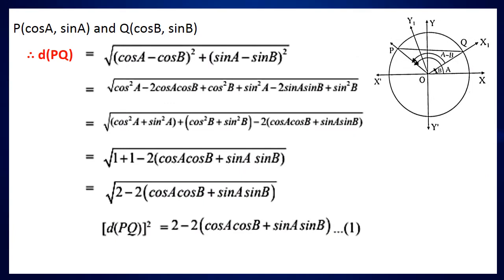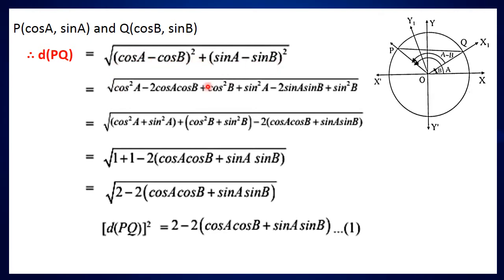Using the coordinates of P and Q, we can find the distance between P and Q, that is PQ, using the distance formula: root of (y2 minus y1) the whole square plus (x2 minus x1) the whole square, or (y1 minus y2) the whole square plus (x1 minus x2) the whole square also. That is, root of (cos A minus cos B) the whole square plus (sin A minus sin B) the whole square.